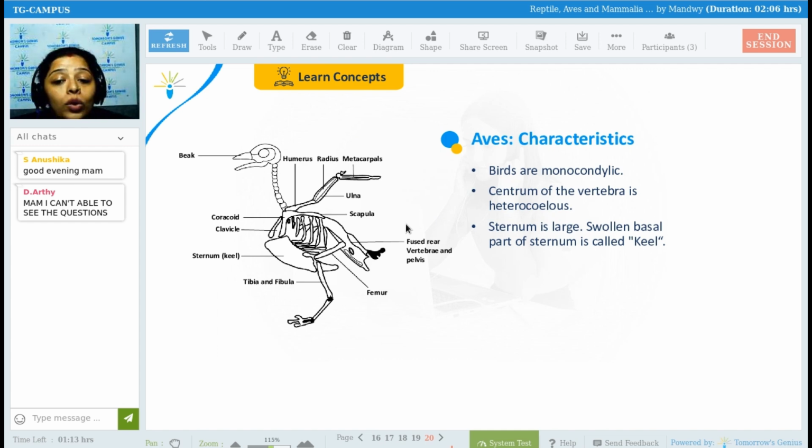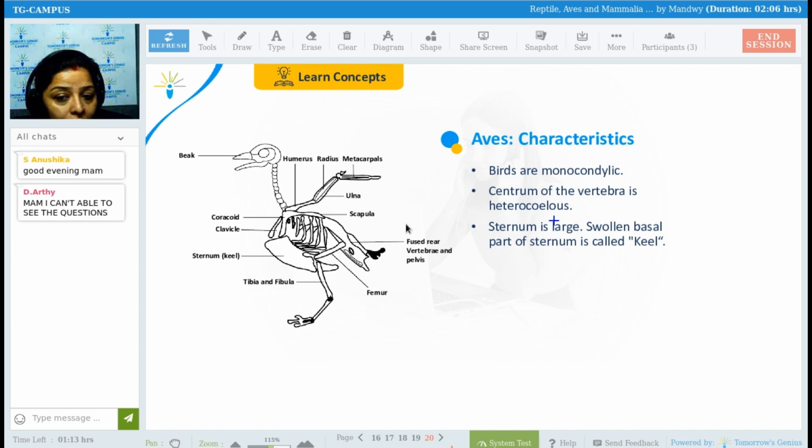Now let's see their endoskeleton. They have a single occipital condyle, so it is monocondylic. The centrum of the vertebrae is heterocoelous. Heterocoelous centrum means the middle part is flat, and the ends of the centrum are also flat, so the end of the centrum somewhere here will be flat.